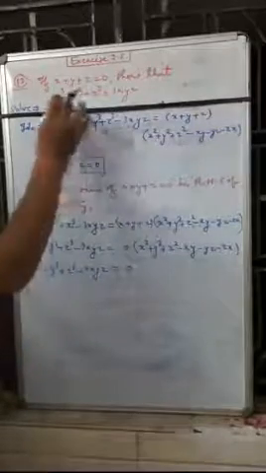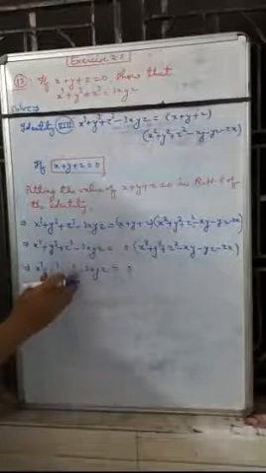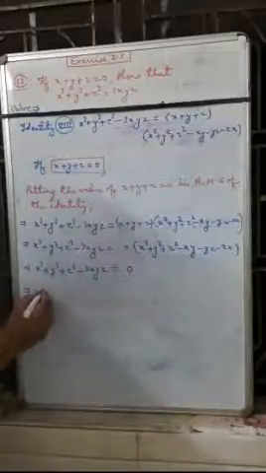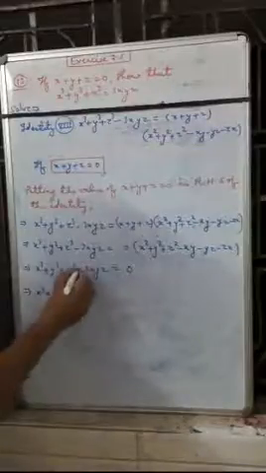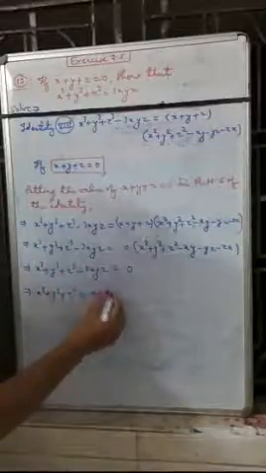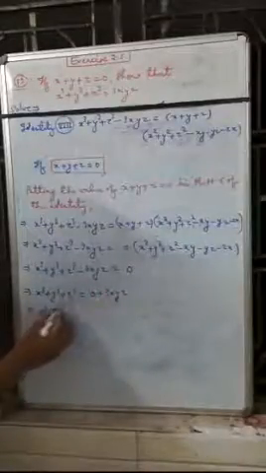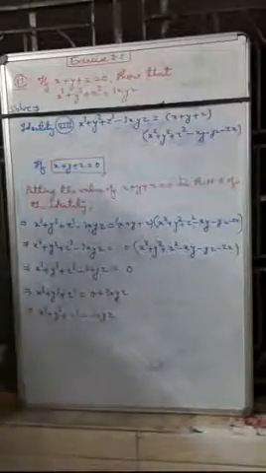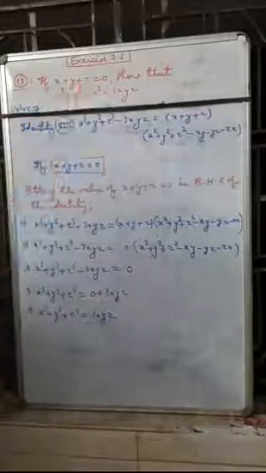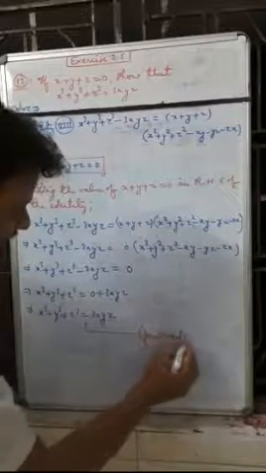Now our target is x cube plus y cube plus z cube equal to 3xyz. So we will transfer 3xyz to the right hand side, so this minus will become plus. So x cube plus y cube plus z cube is equal to 0 plus 3xyz. So we get x cube plus y cube plus z cube is equal to 3xyz. We had to prove it, so we have proved it. This is the solution.